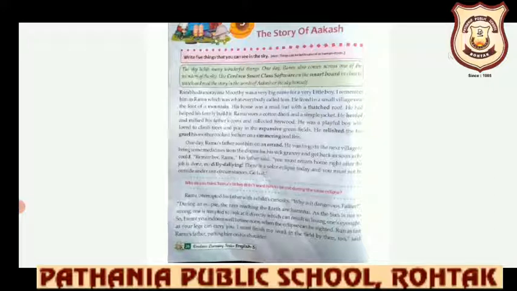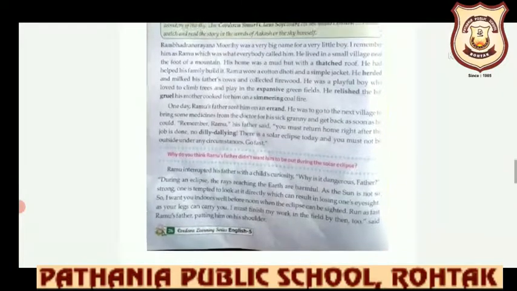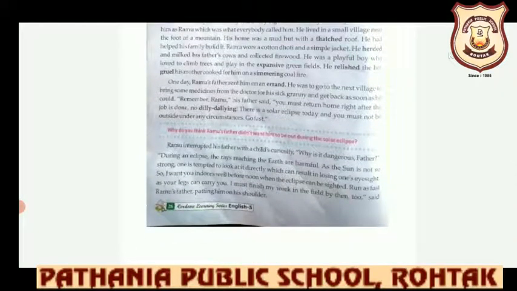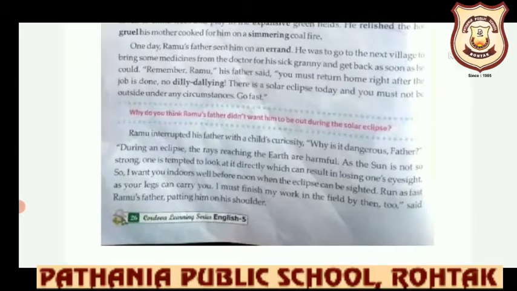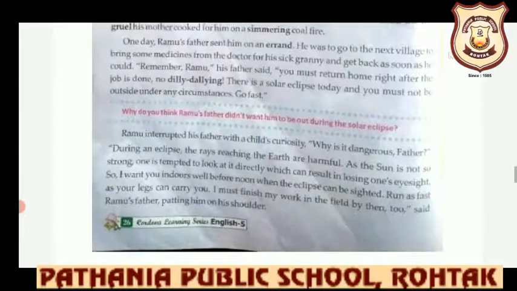Ramu interrupted his father with a child's curiosity. "Why is it dangerous, father?" "During an eclipse, the rays reaching the earth are harmful as the sun is not so strong. One is tempted to look at it directly, which can result in losing your eyesight. So I want you indoors well before noon when the eclipse can be sighted. Run as fast as your legs can carry you. I must finish my work in the field by then too," said Ramu's father, patting him on his shoulder.